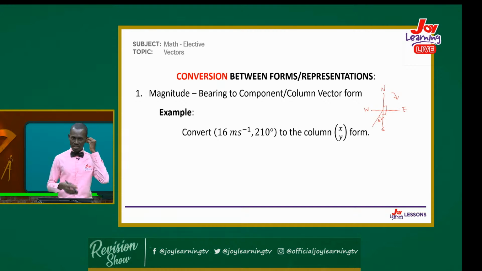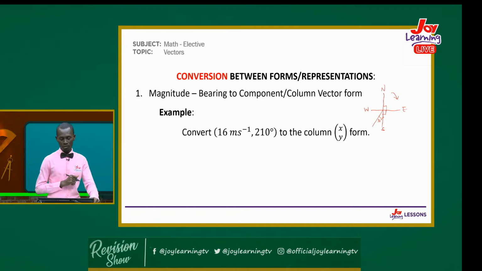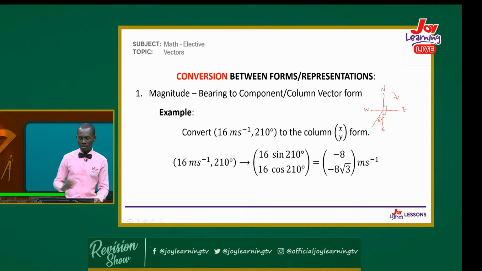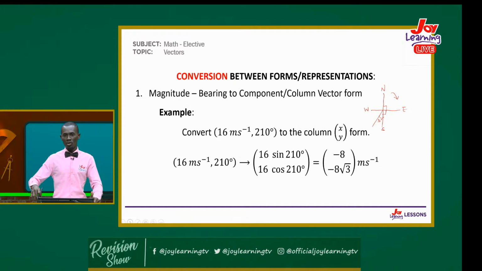We need to convert this to the column form. From that sketch, you can tell that it will fall in the third quadrant between the west and the south. So what do we do? Like I intimated, 16 sine 210 degrees, 16 cos 210 degrees. I have left my answer in the third form. Well, you can convert it if you want, depending on the demand of the question. I intentionally left it this way so that you know that it can go either way.